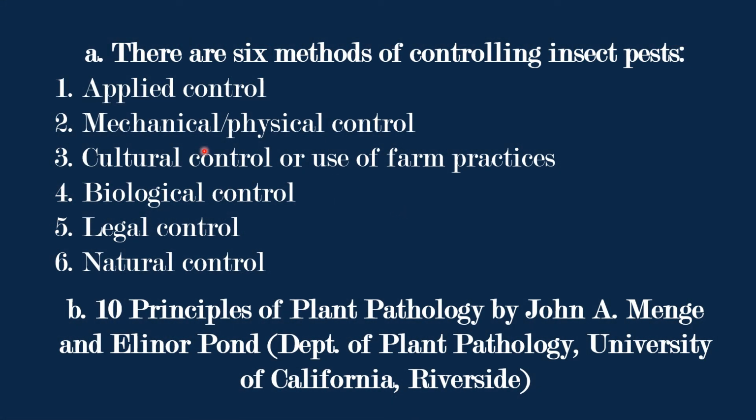Okay, so to sum up, there are 6 methods of controlling insect pests. These are the applied control, mechanical or physical control, cultural control or use of farm practices, biological control, legal control, and natural control. And we also discussed the 10 principles of plant pathology by John A. Mensch and Eleanor Pond from the Department of Plant Pathology, University of California, Riverside.